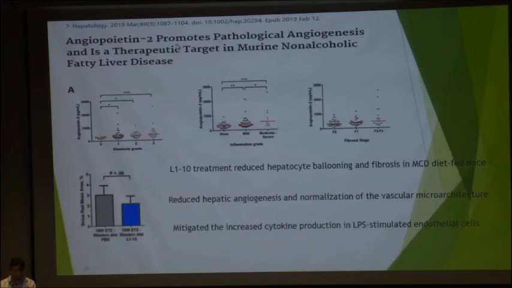The therapeutics of angiopoietin have been recently studied, where they looked at therapeutically targeting the angiopoietin 2 receptors in a murine model. They have shown that if the angiopoietin 2 receptors are blocked, it causes a reduction in hepatocyte ballooning. It causes a reduction in fibrosis. It also causes a reduction in hepatic angiogenesis, normalization of the vascular microarchitecture, as well as mitigating the increase of cytokine production. So, all in all, it almost targets all the mechanisms of angiogenesis that have been discussed at present. So angiopoietin in itself is one of the main targets of the pro-angiogenic therapies that are being postulated for patients with liver disease.